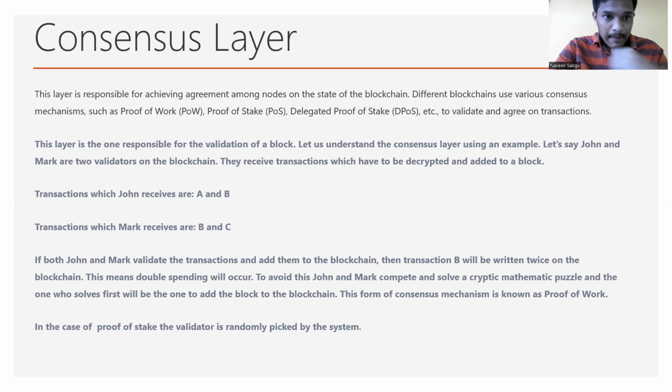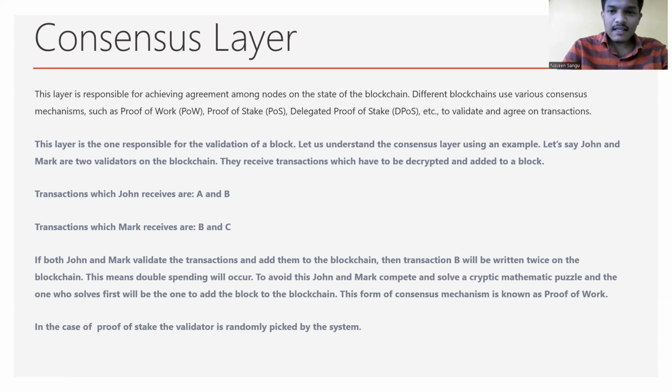Consensus layer. This layer is responsible for achieving agreement among nodes on the state of the blockchain. Different blockchains use various consensus mechanisms such as proof of work, proof of stake, delegated proof of stake, etc. to validate and agree on transactions. Consensus layer majorly depends on an agreement among each node. This layer is the one responsible for validation of a block.